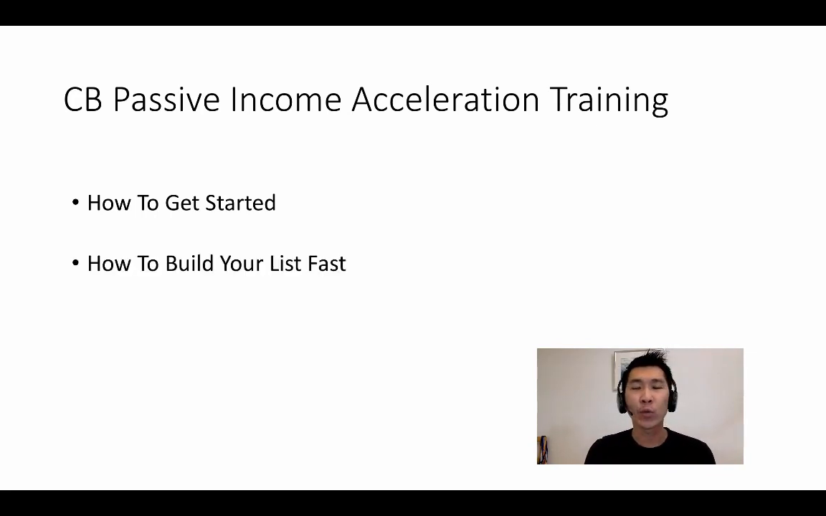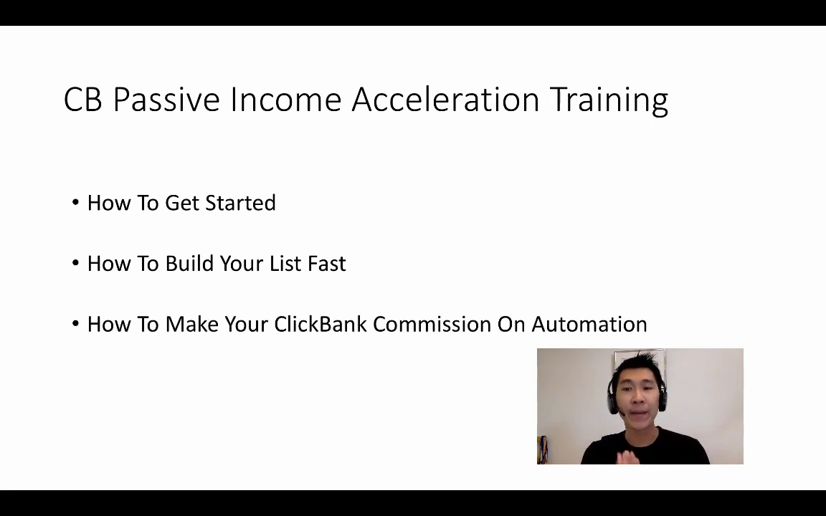The next thing I want to share with you is how to build your list fast. So you got started, and how do you start building your list? And after that, how to make your Clickbank commissions on automation. How can you start making money generating affiliate commissions from Clickbank on pure automation, where you don't even need to do anything but let the system take over from there? That's the beauty of this business, the entire system. It can automate for you, and it's working for you behind the scenes.